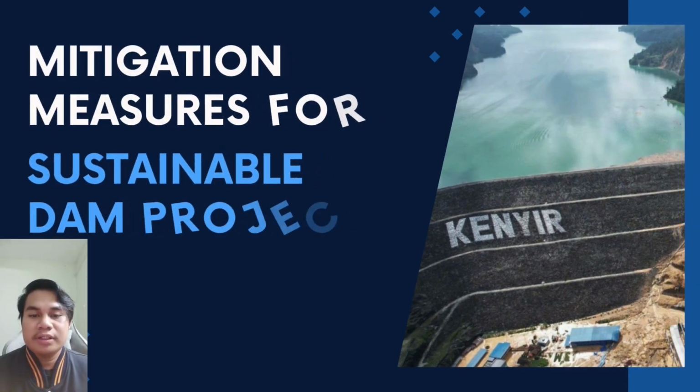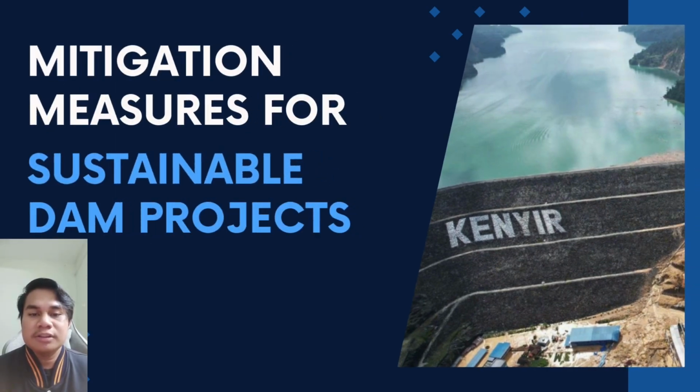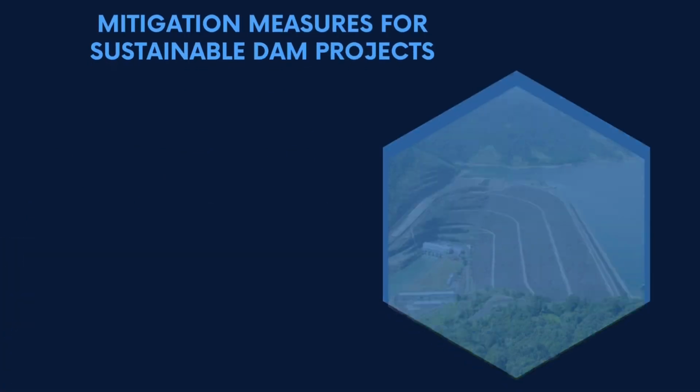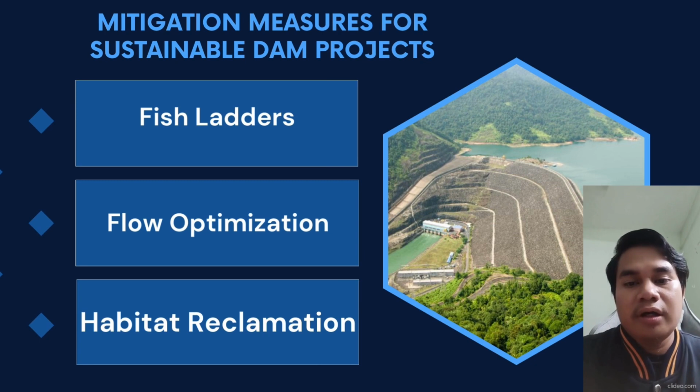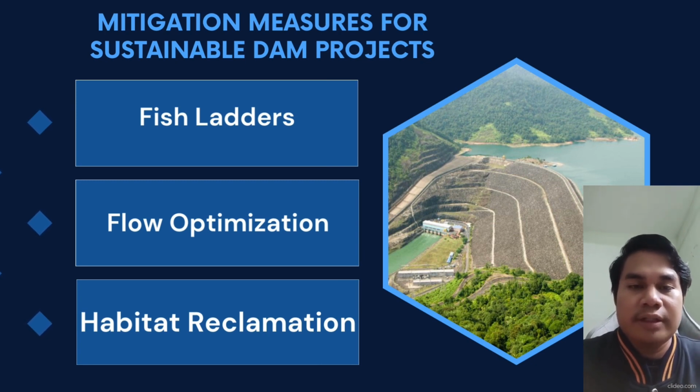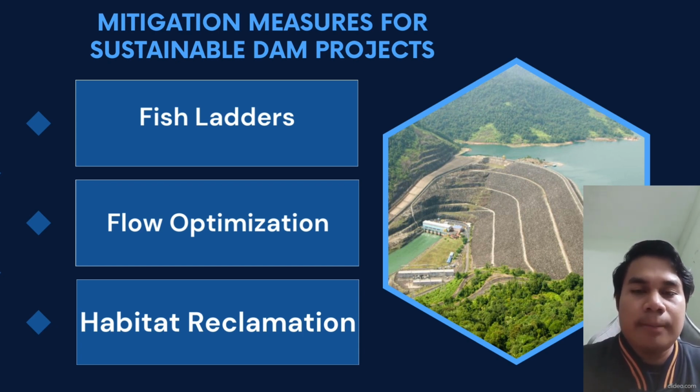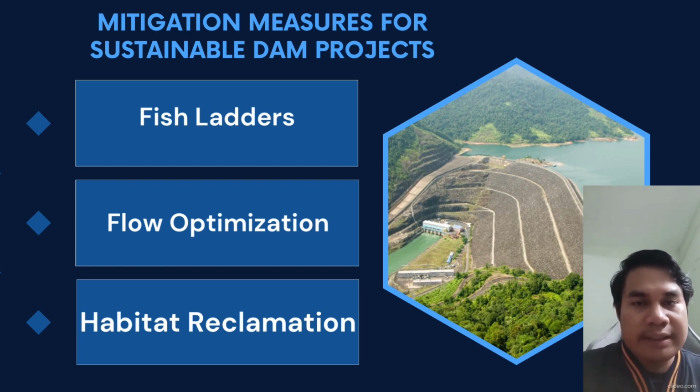Okay, next point is mitigation measures for sustainable dam project. So here we got three points, and we go to the first point, that is fish ladder. These are structures that allow fish to bypass a dam by migrating upstream to spawn. They are important for protecting fish population that would otherwise be blocked by the dam sometimes.